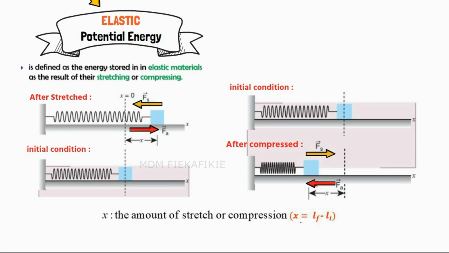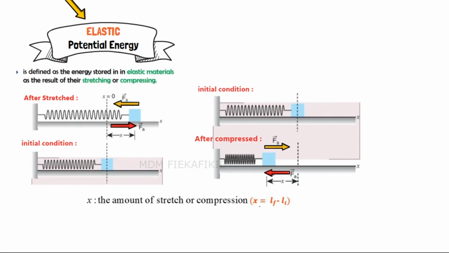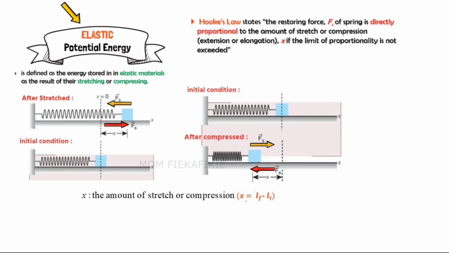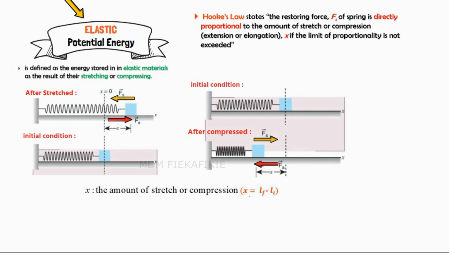So L final minus L initial is equal to positive X. Dan bila kita cuba kompreskan spring ini, and we put applied force to the left seperti yang ditunjukkan oleh arrow yang berwarna merah, so automatically there is a restoring force Fs opposite direction dengan applied force tadi. Boleh?